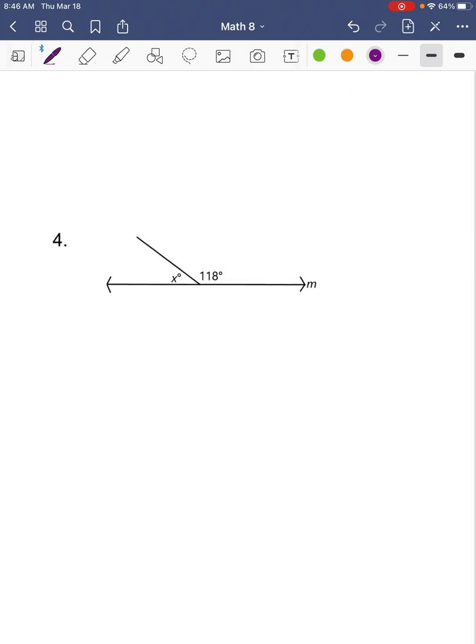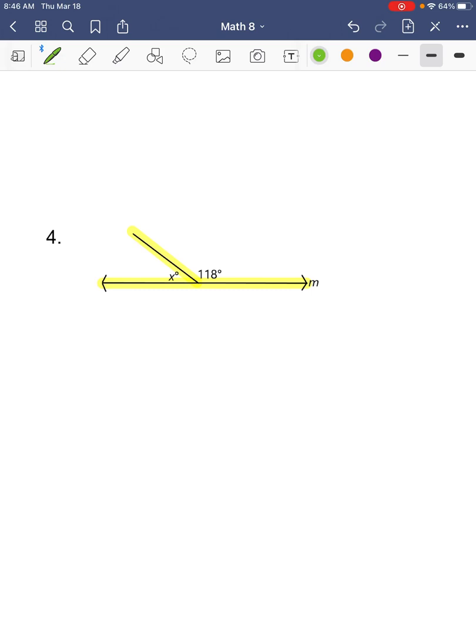So next we're going to talk about supplementary. Supplementary is when our angles add up to 180 degrees. As you see here, we have a straight line and then we have this line that is dividing the line into two parts where we have two angles, x and 118. A straight line is 180 degrees, so that's how we know this is a supplementary relationship.